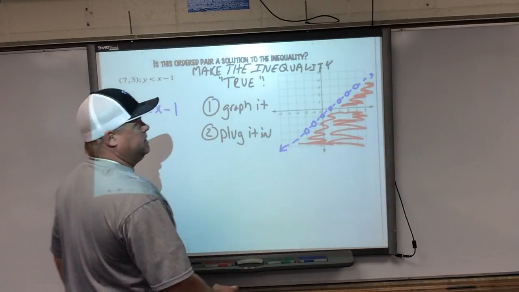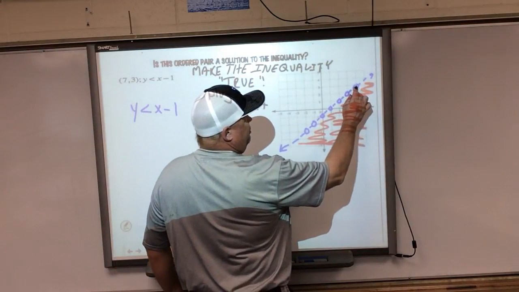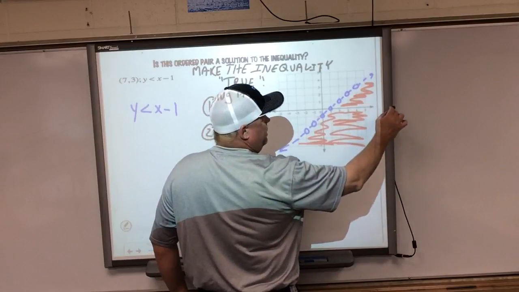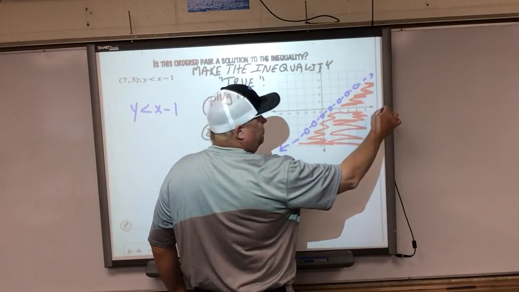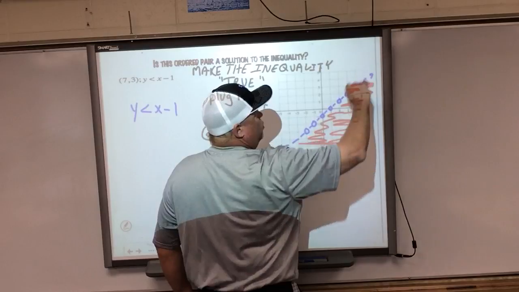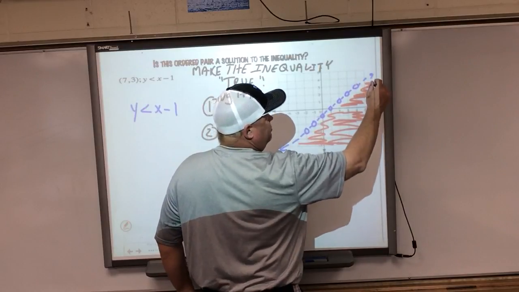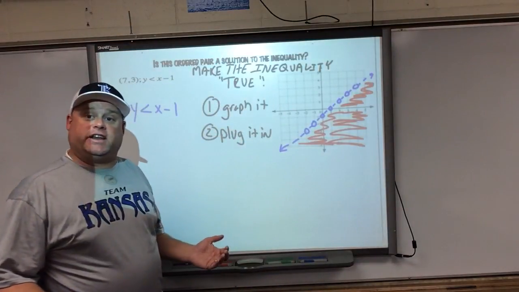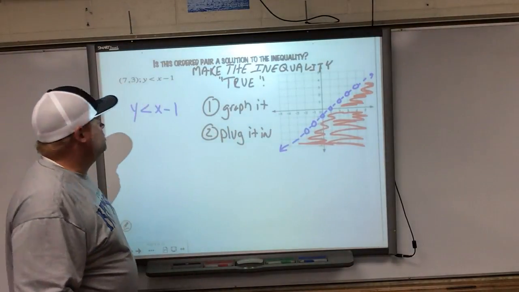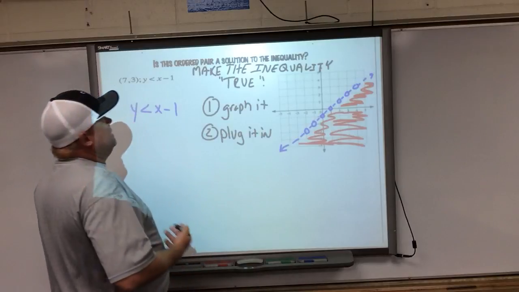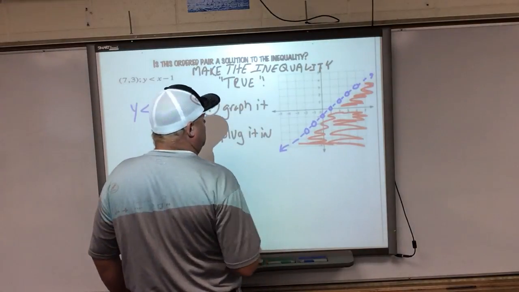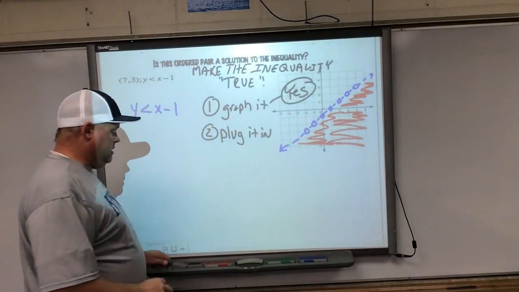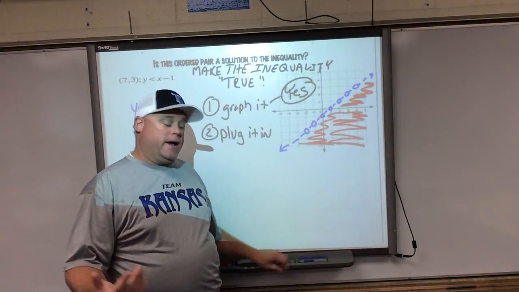So I look at this. I'm already at 3 on the y-axis at point 4. So if I keep going to 7, which is going to be off the graph, well, this graph is going up, so I know that the point 7, 3 is going to be right in here somewhere. Well, I know that's inside the shaded area, so I know it's true. So this is going to be true, or yes, it is a solution.